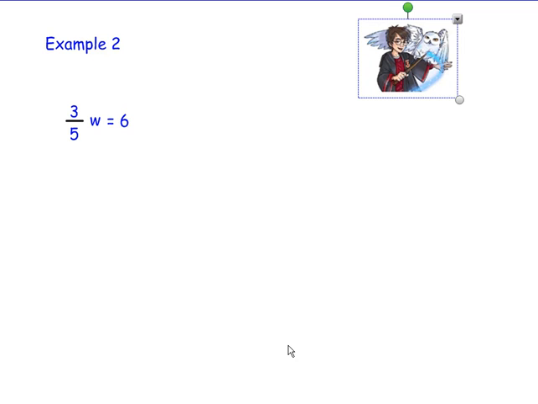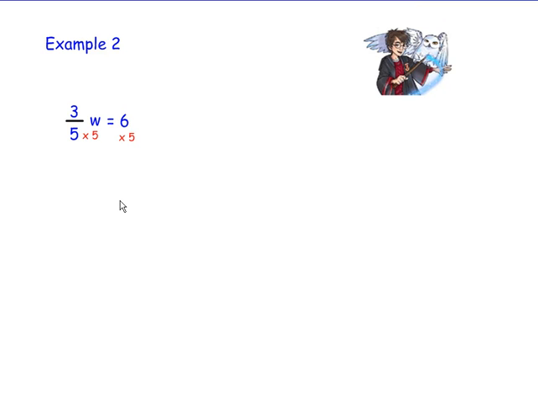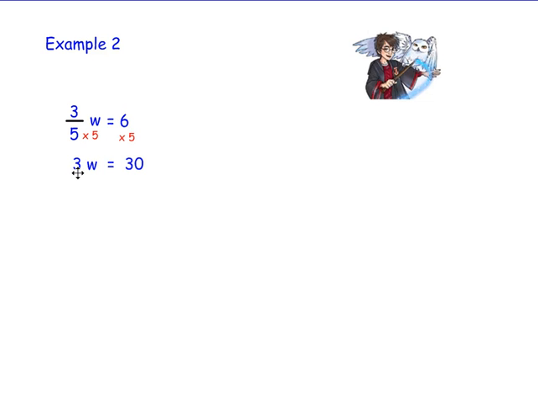Now, example 2, a little bit trickier. Same sort of rule applies. Here we have 3 over 5, w equals 6. Now, you've probably already seen the denominator. It's the 5. So I have to multiply both sides by 5. So divided by 5 is cancelled out by times 5. And 6 times 5 equals 30. So we're left with 3w equals 30.